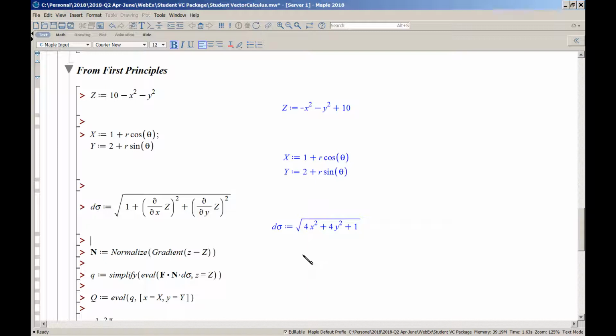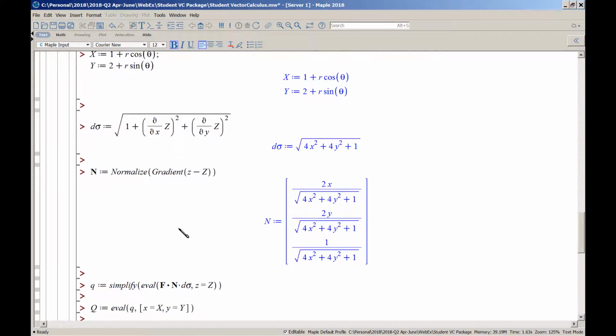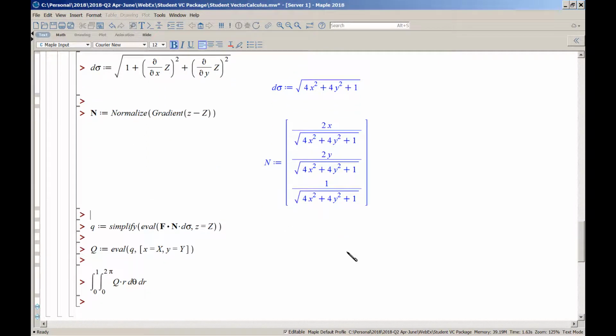Now I want a normal field on that surface. Since the surface is given explicitly, one way of getting that normal field is to write the vector minus z sub x, minus z sub y, 1, or if I write z minus big Z, then I'm defining the surface implicitly, so its gradient would be normal. And so this is a vector field to which the normalize command has been applied. So that's the unit vector field that I need.